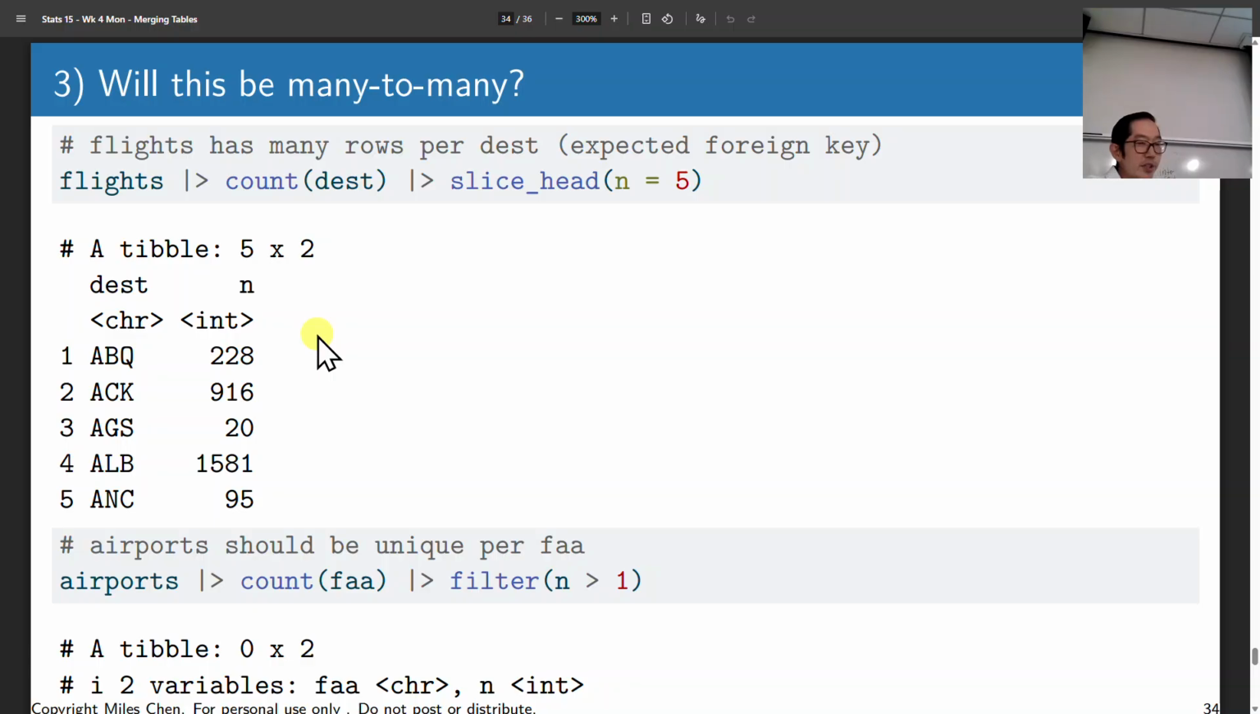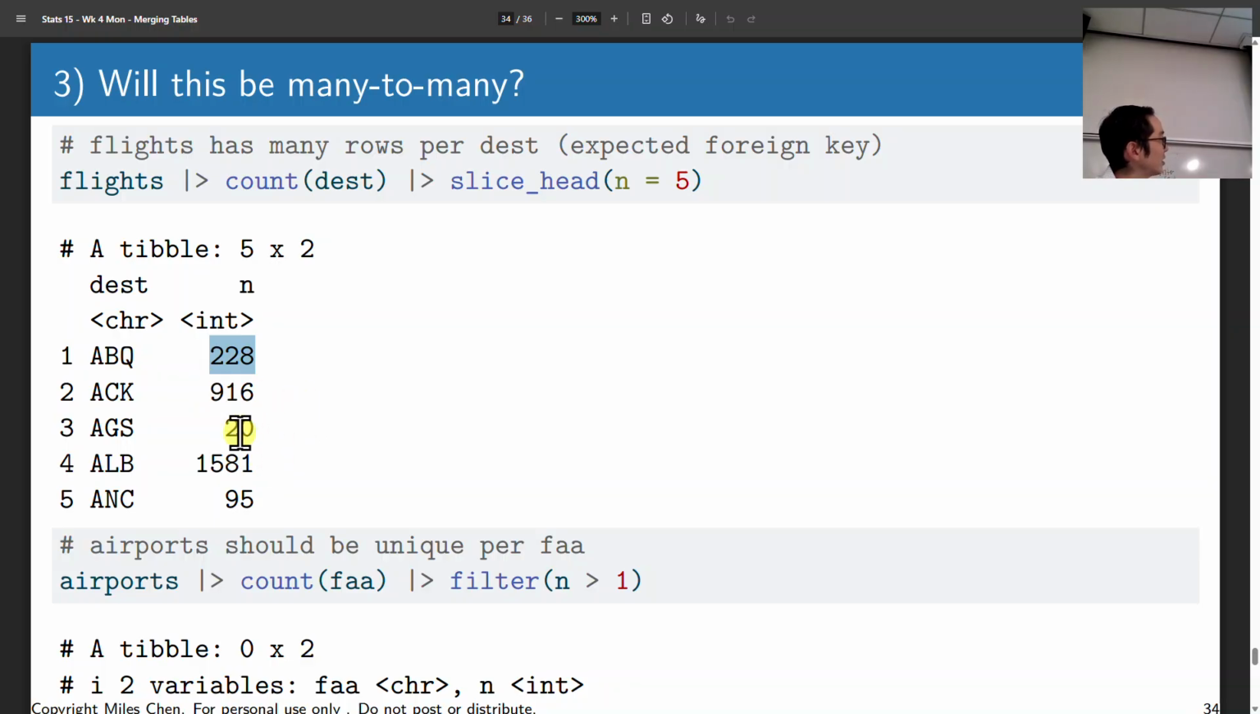This is again just to make sure you're not going to run into any Cartesian explosions here, all right? Basically you want to make sure this has no duplicates, and over here you're expecting the duplicates. So for the flights table, we're not expecting destinations to be unique. This is, I think, Albuquerque. There's 228 flights to Albuquerque. Is that right? Okay. ACK, I don't know where that is.